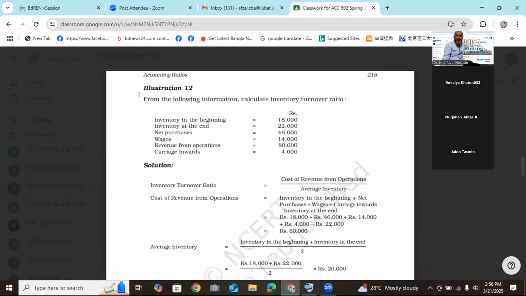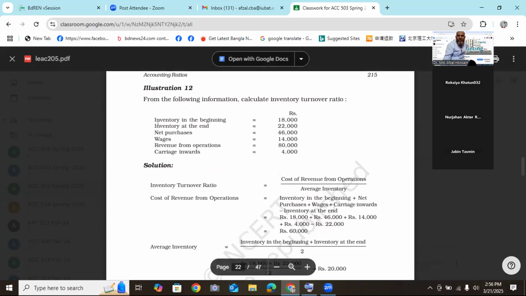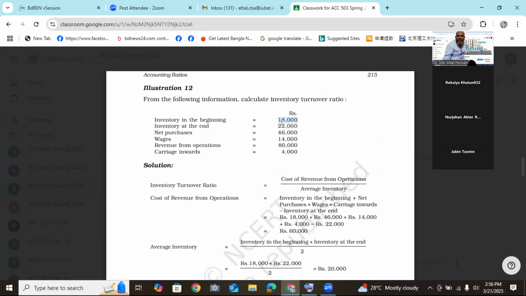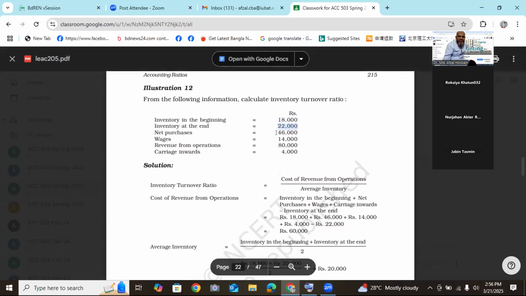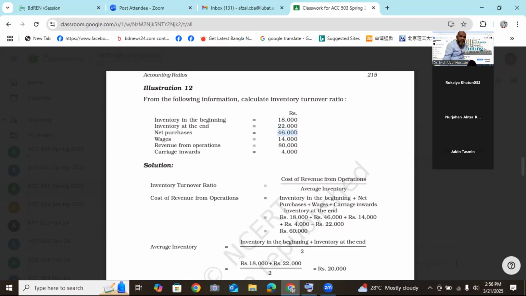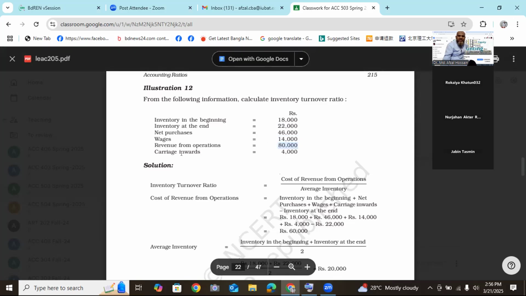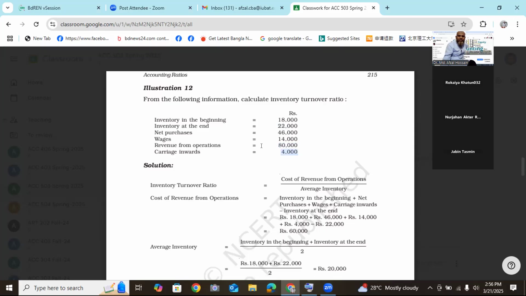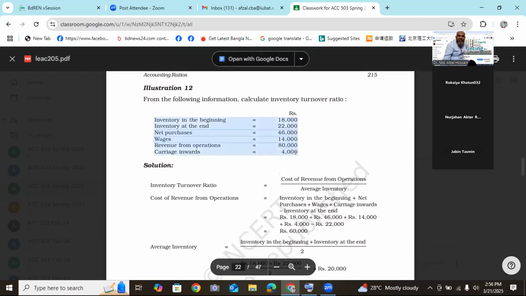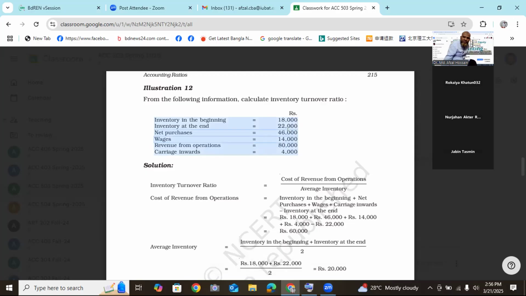So this is illustration number 12. From the following information, calculate the inventory turnover ratio. Inventory in the beginning 18,000, inventory at the end 22,000, net purchase 46,000, wages 14,000, revenue from operations 80,000, then carriage inward 4,000. Now from this information you have to calculate inventory turnover.